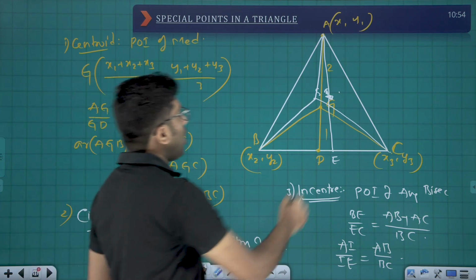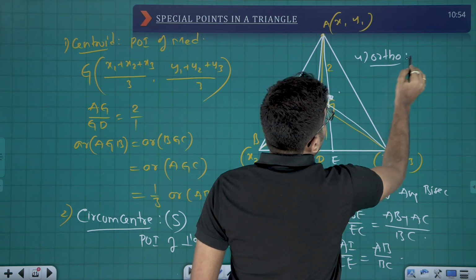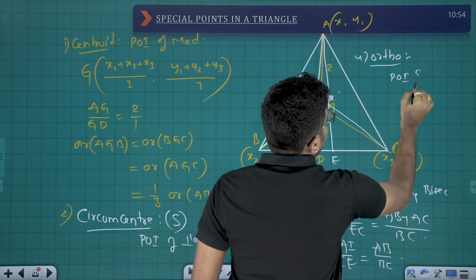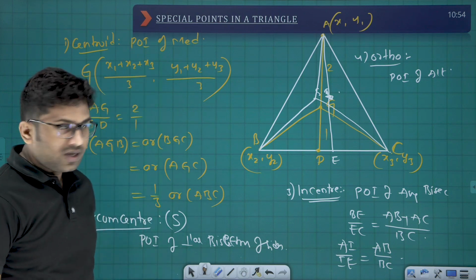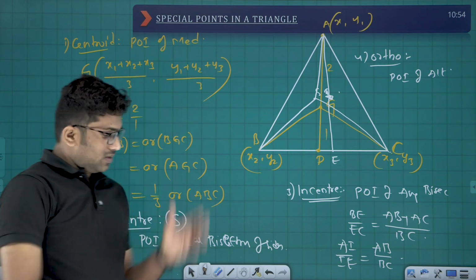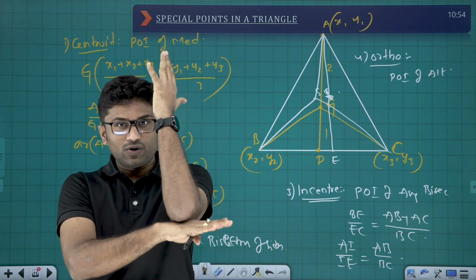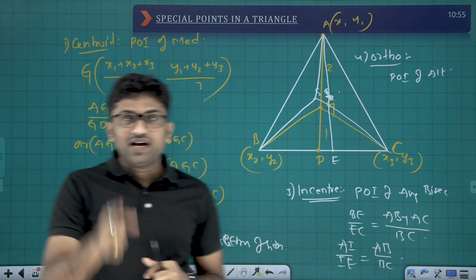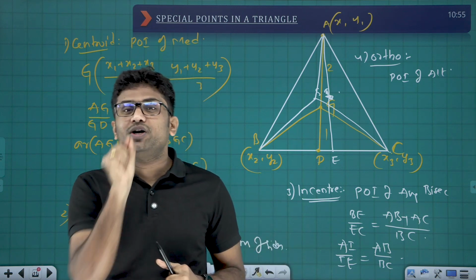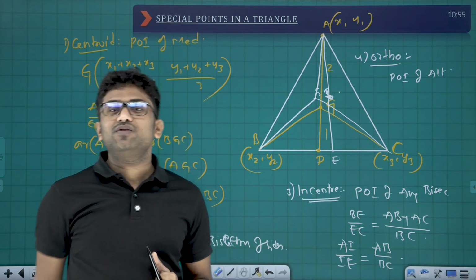Okay, next we have orthocenter. Orthocenter is point of intersection of altitudes. In right angle triangle, the orthocenter is the right angled vertex itself. Okay, this is the point to be noted. And in right angle triangle, the circumcenter is midpoint of the hypotenuse.